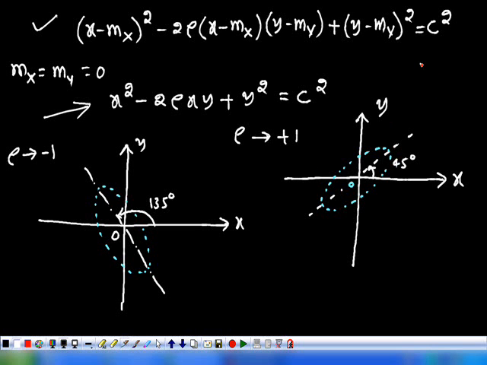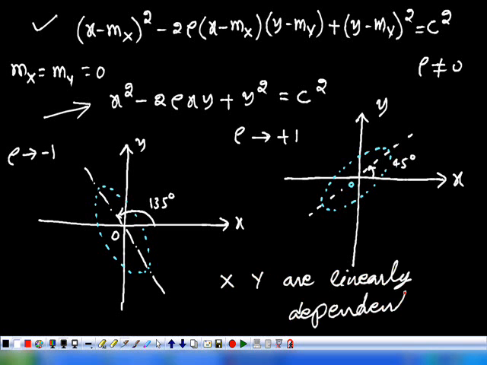This is the case when rho not equivalent to 0. See, in case of jointly Gaussian random variables, rho equivalent to 0 indicates the two random variables are independent. Rho not equivalent to 0 indicates they are linearly dependent. So these two are linearly dependent on each other. Why is it linearly dependent? Why the term linearly dependent?